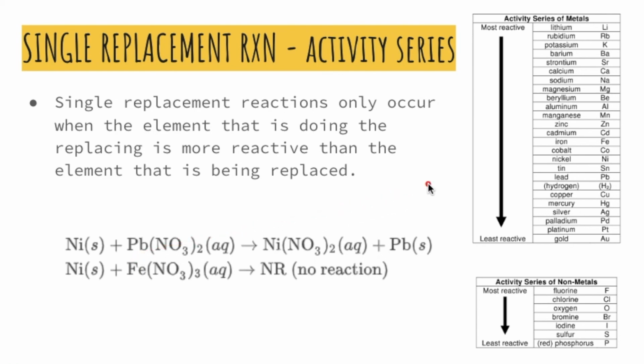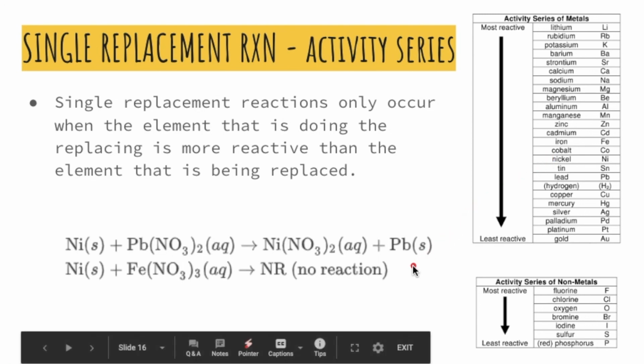So I'm going to use my activity series over here. Nickel is Ni, iron is Fe. If you notice, nickel has a lower reactivity than Fe. Therefore, this reaction cannot proceed. It's not possible and it'd be very unfavorable. Therefore, you're just going to write no reaction or NR.